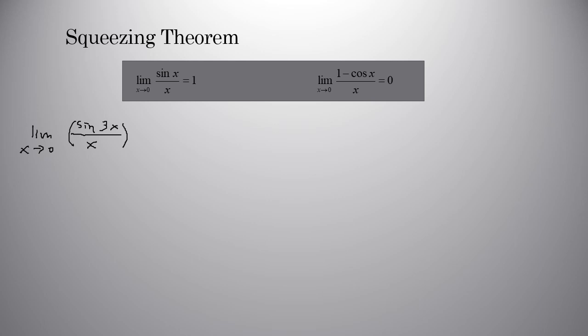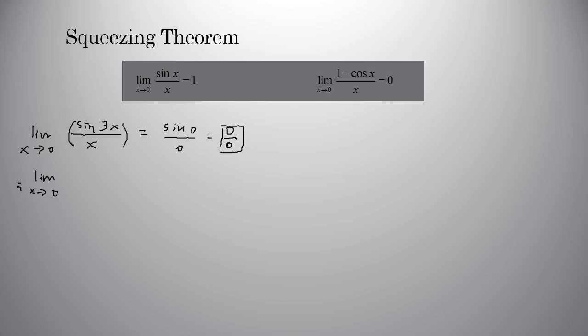For example, we want to find the limit for the function sin 3x over x as x approaches 0. So first, we will substitute x equal to 0 here. So we have sin 0 over 0. That is equal to 0 over 0. So 0 over 0 is indeterminate form. So to solve a limit involving trigonometric functions where we have indeterminate form, we need to adjust our function by using the squeezing theorem.